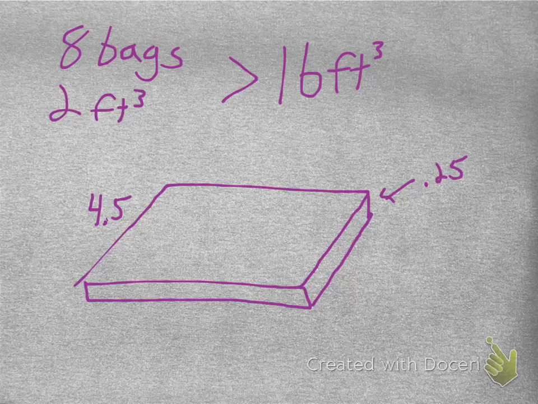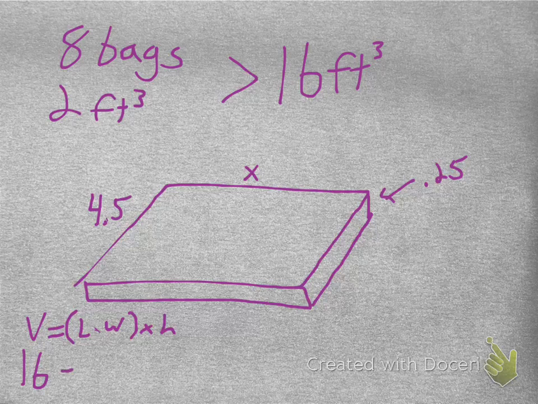What they want to know is this length. If we're looking at volume, we know that volume is equal to the area of our base, which in this case is the length times the width, and then times the height. So, what is our total volume? What did we figure out earlier? 16 cubic feet. That was all of the mulch that she used. We do not know the length. We know the width is 4.5, and we know the height is 0.25.